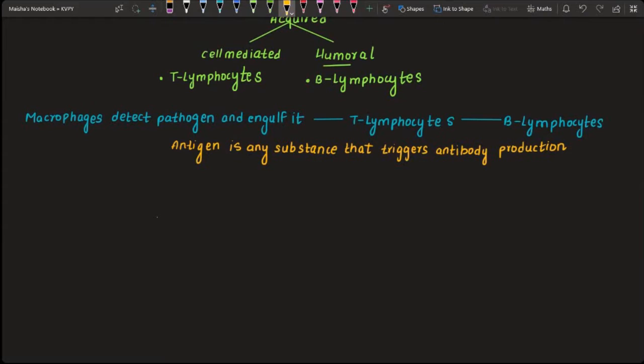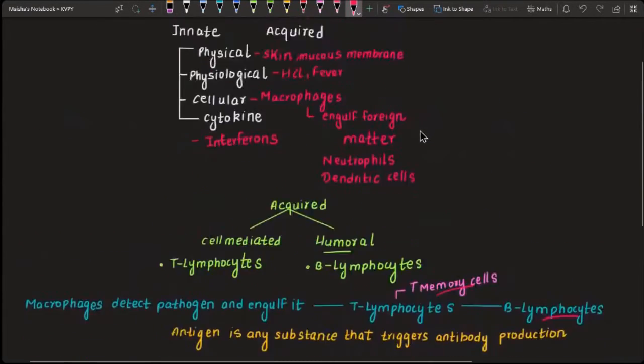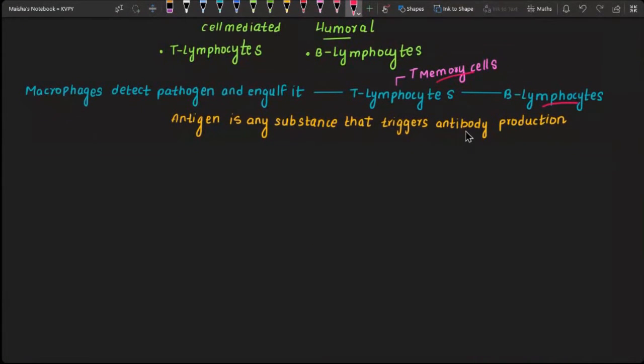So when the same pathogen enters the body a second time, the body is able to give out a very drastic response because it has already encountered the pathogen. It is able to give this secondary response with the help of B lymphocytes and the T memory cells. The number of B lymphocytes and T memory cells will be more during the secondary response. So it is always said that the secondary response is of very high intensity.